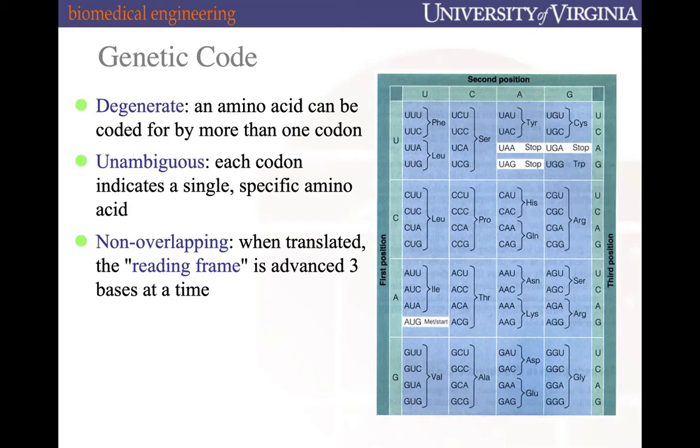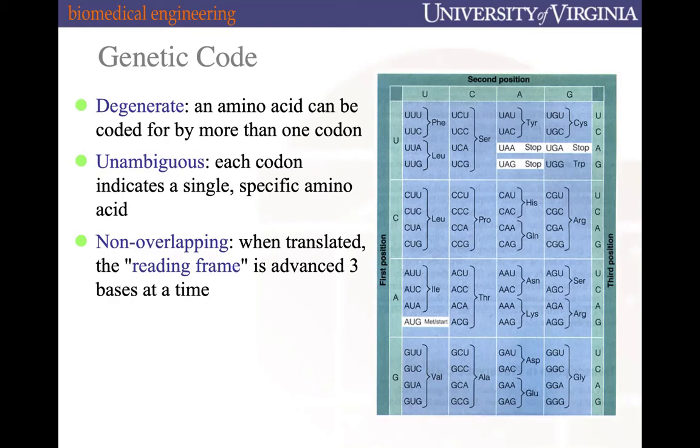Yes, there are more possible codons. That goes back to the previous slide where we said there are 64 possible codons. Yes, exactly. And we're going to describe why that's the case in a couple slides from now.